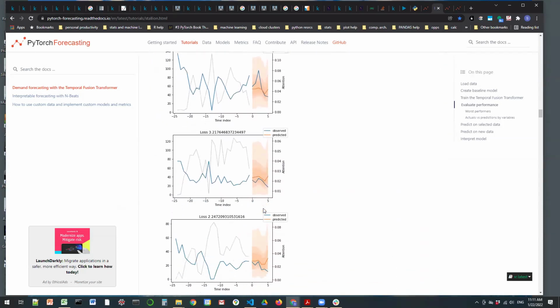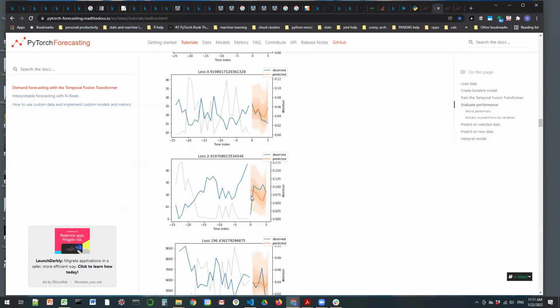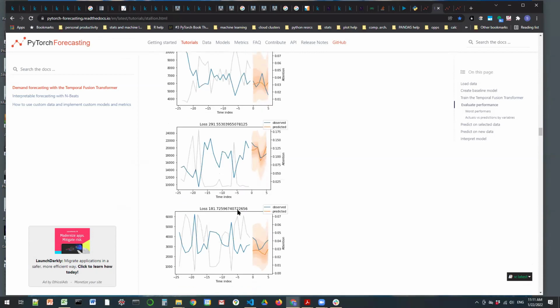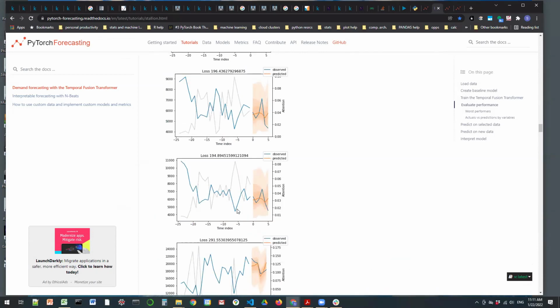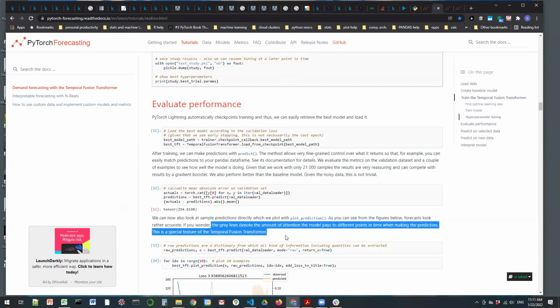And the other cool thing he talks about is these gray lines, besides this particular last 6 months that he's predicting. This is the other thing I thought was very interesting: the gray line denotes the amount of attention the model pays to different points in time when making the prediction. And this is apparently a feature of the temporal fusion transformer.